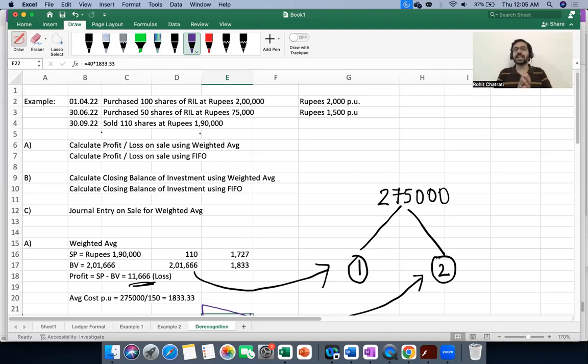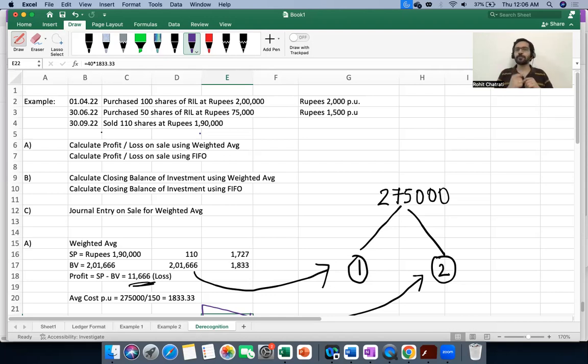But from a curriculum standpoint, we have FIFO in our curriculum, and there can be questions tested with regard to the FIFO method. But if nothing is mentioned in the question, then you will always follow weighted average cost, because weighted average cost is the prescribed method of accounting by AS 13. If nothing is mentioned in the question as to whether you should follow weighted average or FIFO, you will always follow weighted average cost.